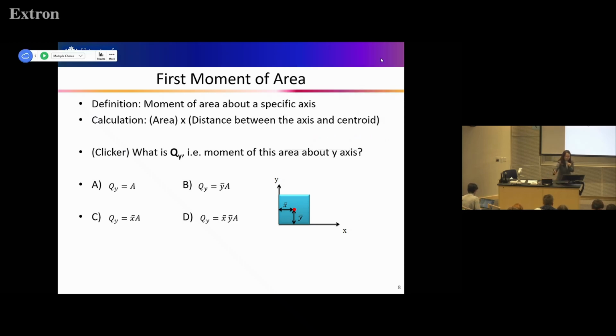Okay, so the area times the distance between the axis and the centroid, right? Area is A, right? So A should be here, and then multiply by the distance between the axis, so the y-axis, and the centroid indicated here. So the distance is x bar, right? So x bar times A, C is correct, right? And then y bar times A is Qx, and then A is not correct. Area is area, and then this one is not defined, okay?